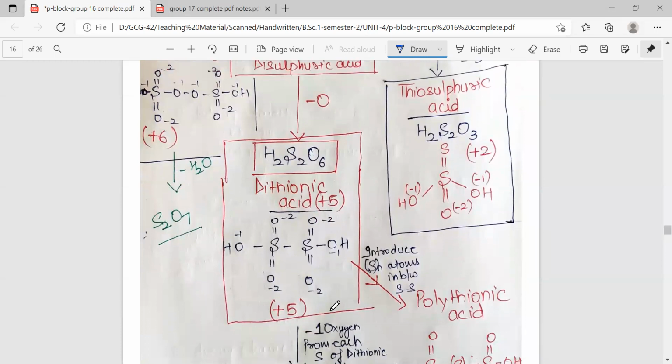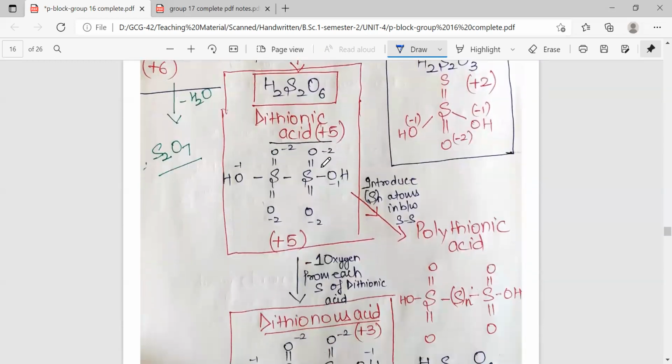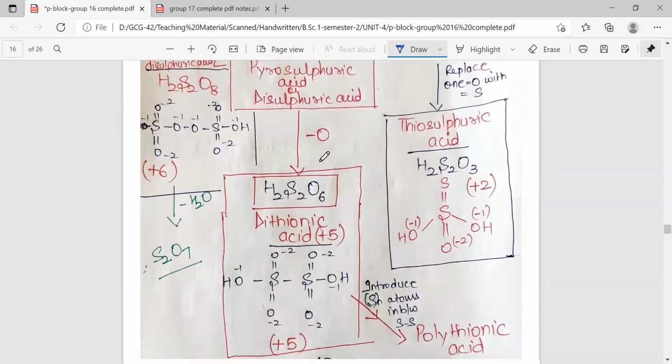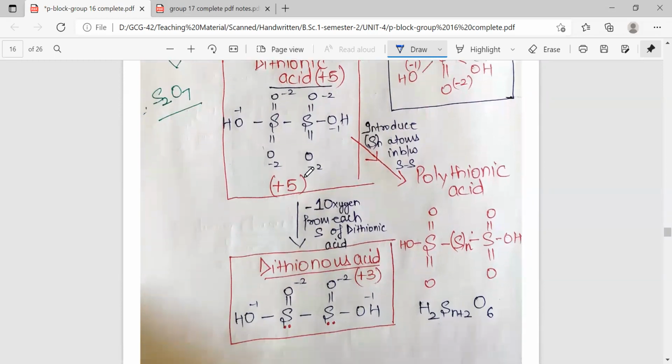We have removed one of the oxygens. Now we have the direct sulfur-sulfur bond, which is called dithionic acid. So from this dithionic acid, if we introduce n number of sulfur atoms in between these sulfurs, a long chain of sulfur atoms will be there, and that will be called polythionic acid.